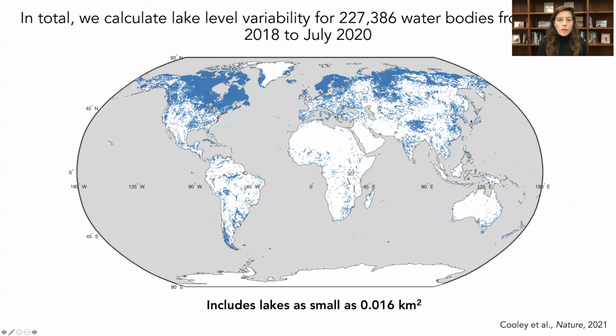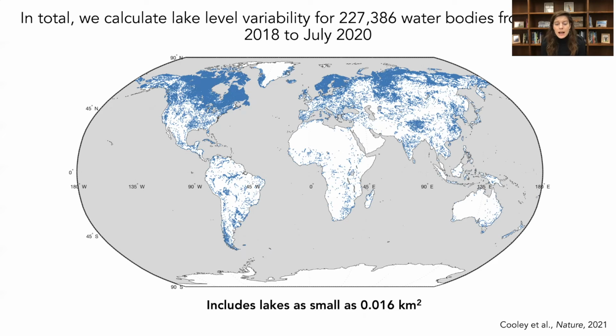So in total, when we run this analysis over our entire study period, we're able to calculate lake level variability for 227,386 water bodies over a study period of October 2018 to July 2020. Here, each dot represents a water body. You'll notice that most are located in the Northern Hemisphere. That's just because there's a lot of water bodies there. That's where most lakes are. But we do have a global sampling and we observe water bodies all over the world.